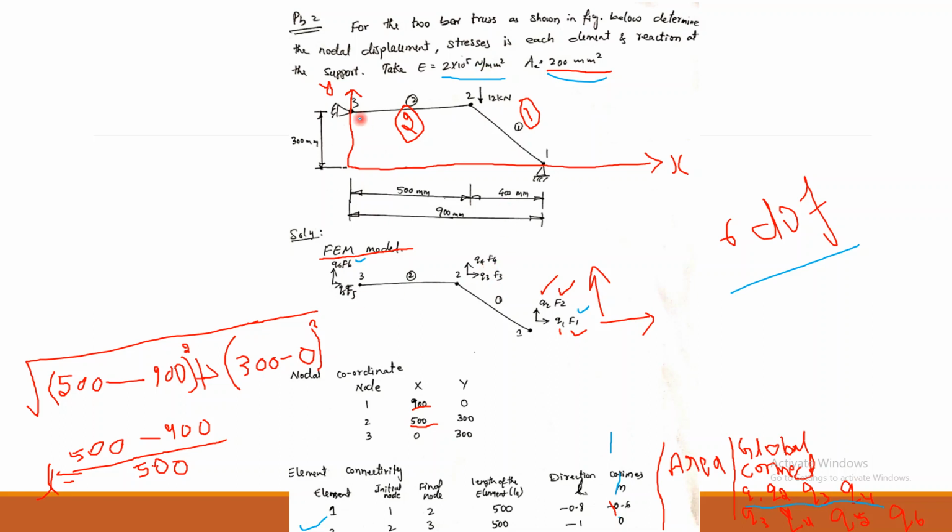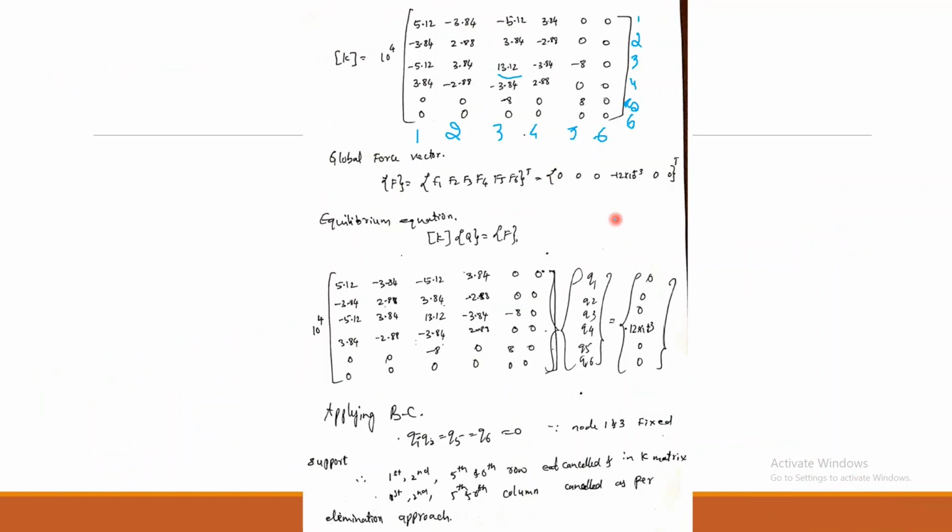For F5, at node 3 we don't have any external force in the x direction and y direction, that is F5 and F6 are 0, so the only term is F4. That's why F4 will be minus 12 into 10 raised to 3. It is a column matrix, but for the time being we write the transpose of that. Since it is a transpose, it becomes a column only. Next, in addition to that, we should go for the global displacement vector.